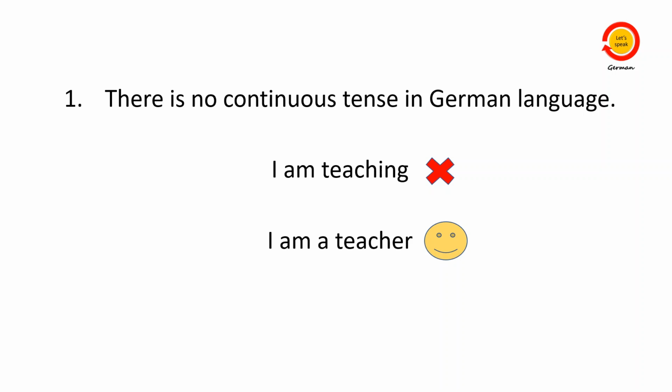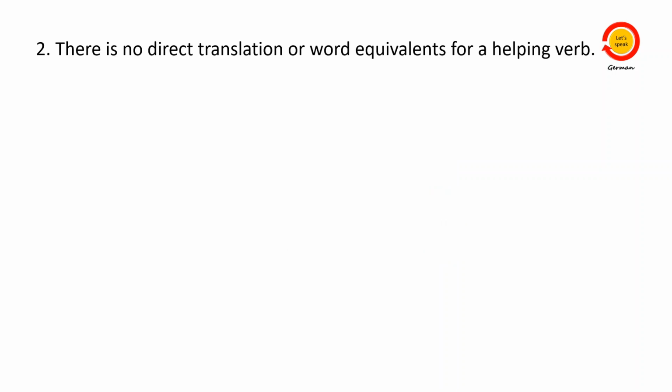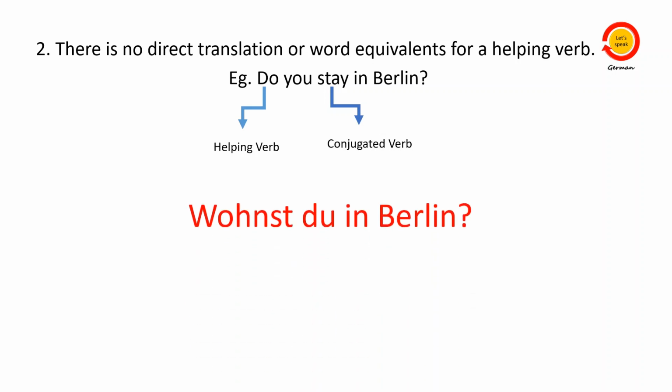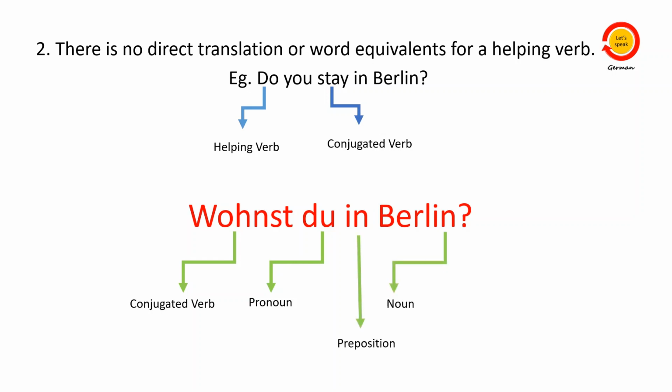Rule number 2. There is no direct translation or word equivalence for a helping verb. For example, when I ask, do you stay in Berlin? Here, do is a helping verb, whereas stay is the actual conjugated verb. In German, it is translated as wohnst du in Berlin? Wohnst is the actual conjugated verb, du is the pronoun, in is the preposition, and Berlin is the noun.